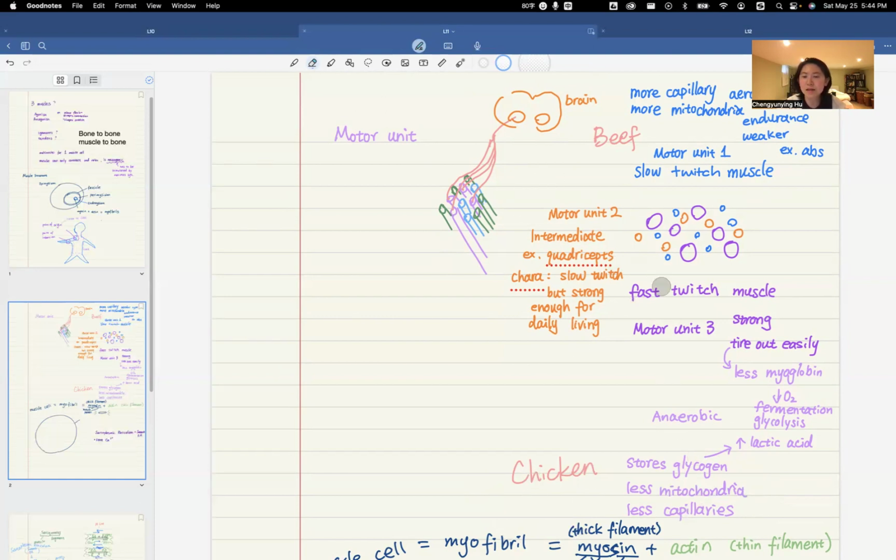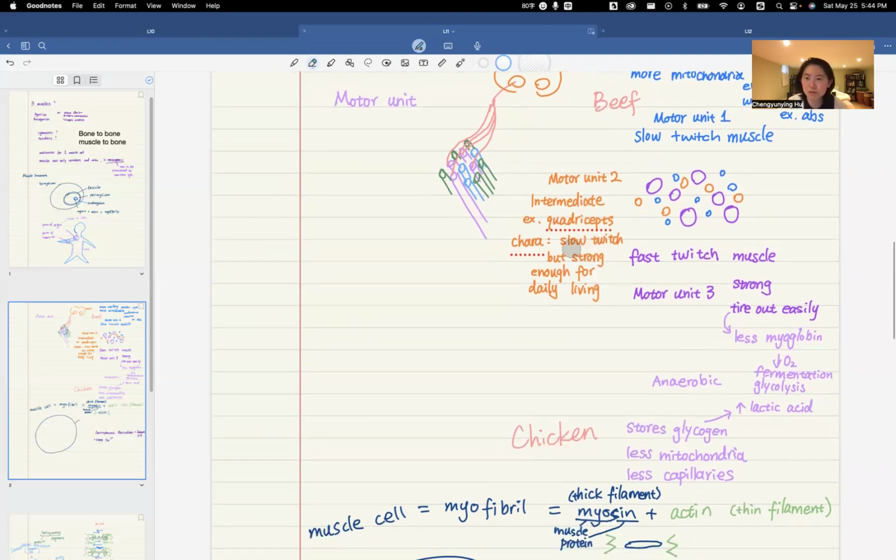And the second motor unit is in between the two of them. It's the intermediate. Usually it's used for daily living, like standing and sitting.